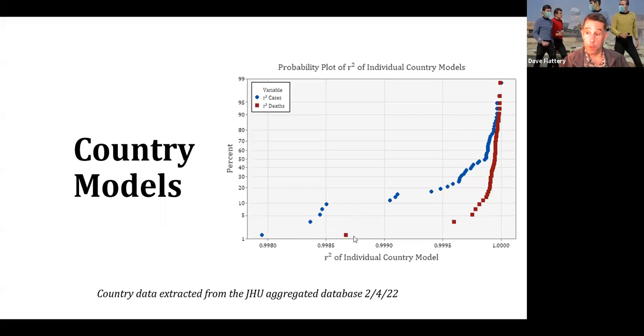Almost always the R-squareds for deaths are noisier, because there are fewer of them. The R-squareds for deaths are a little bit lower, but you can see the actual R-squareds for cases are trending lower in general than for deaths.